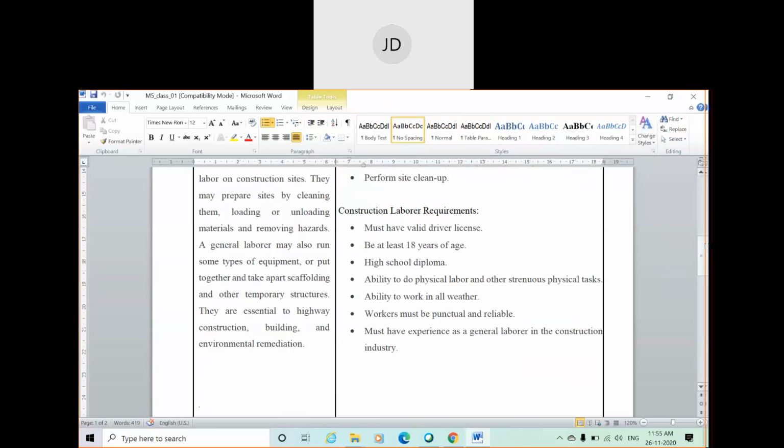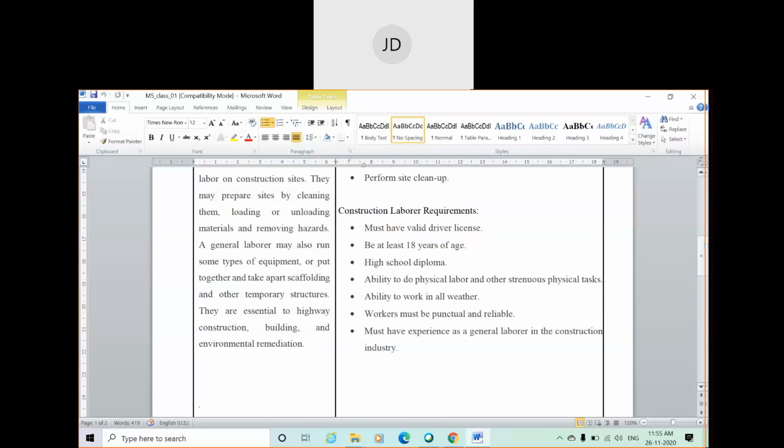You should have passed high school, and you should have the physical ability for labor and other tremendous physical tasks. So you have to be strong enough for that laborer work, with the ability to work in all weather.